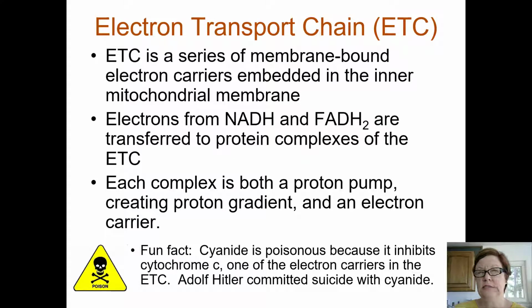And complexes 1, 3, and 4 are proton pumps. And you'll remember that a pump moves something against its gradient. And in this case, protons, hydrogen ions, are being moved against their gradient. And it maintains a gradient of protons across the inner membrane. You have a lot more protons in the intermembrane space and less protons in the matrix. And these complexes are pumps to keep that gradient in place.